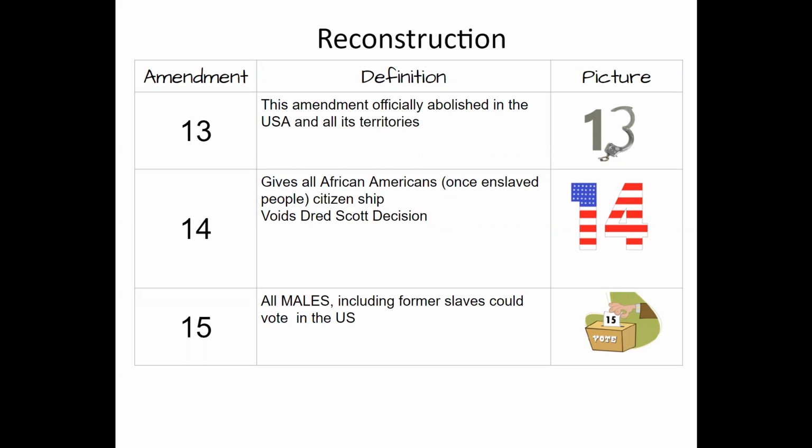So now African Americans can use the Constitution to sue and use it to their advantage to be able to have justice. Sadly, the 15th Amendment had to be added because many southern states were not allowing African Americans to enjoy their freedoms as U.S. citizens, which allowed them to vote. So all males, including former slaves, could vote in the United States. And again, if you remember, all males, which means women still did not have the right to vote, and won't see this for another 70 to 80 years.